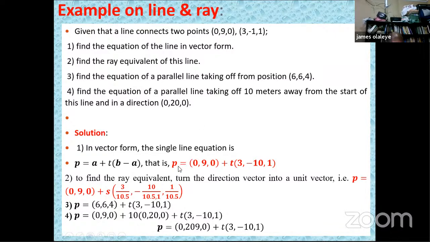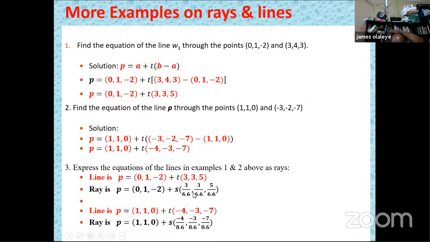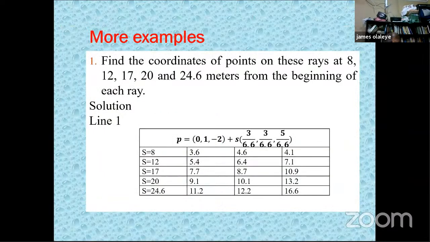Now, we have solved this problem before, which is, given a line that connects two points, this and this. We have already done that. I think this is a more correct solution of that problem, which you have to look at. And then we have other problems that are given, and they are solved line by line.